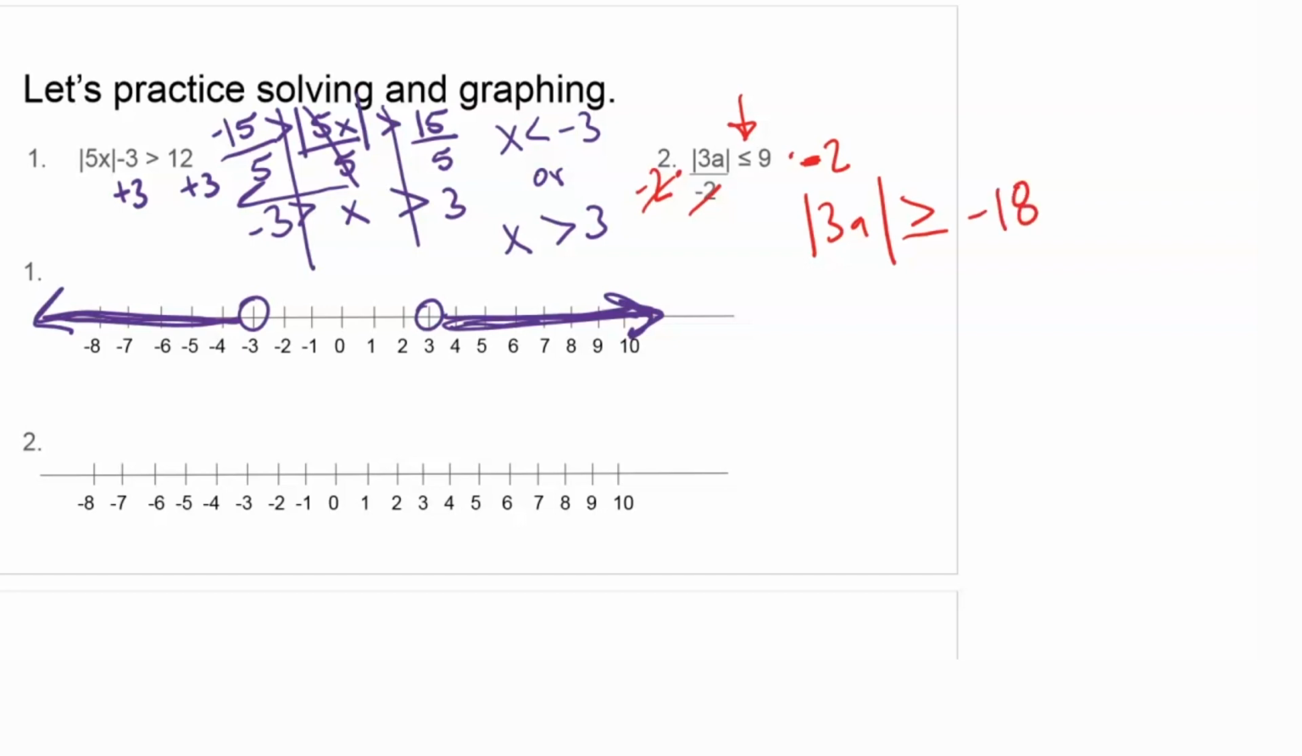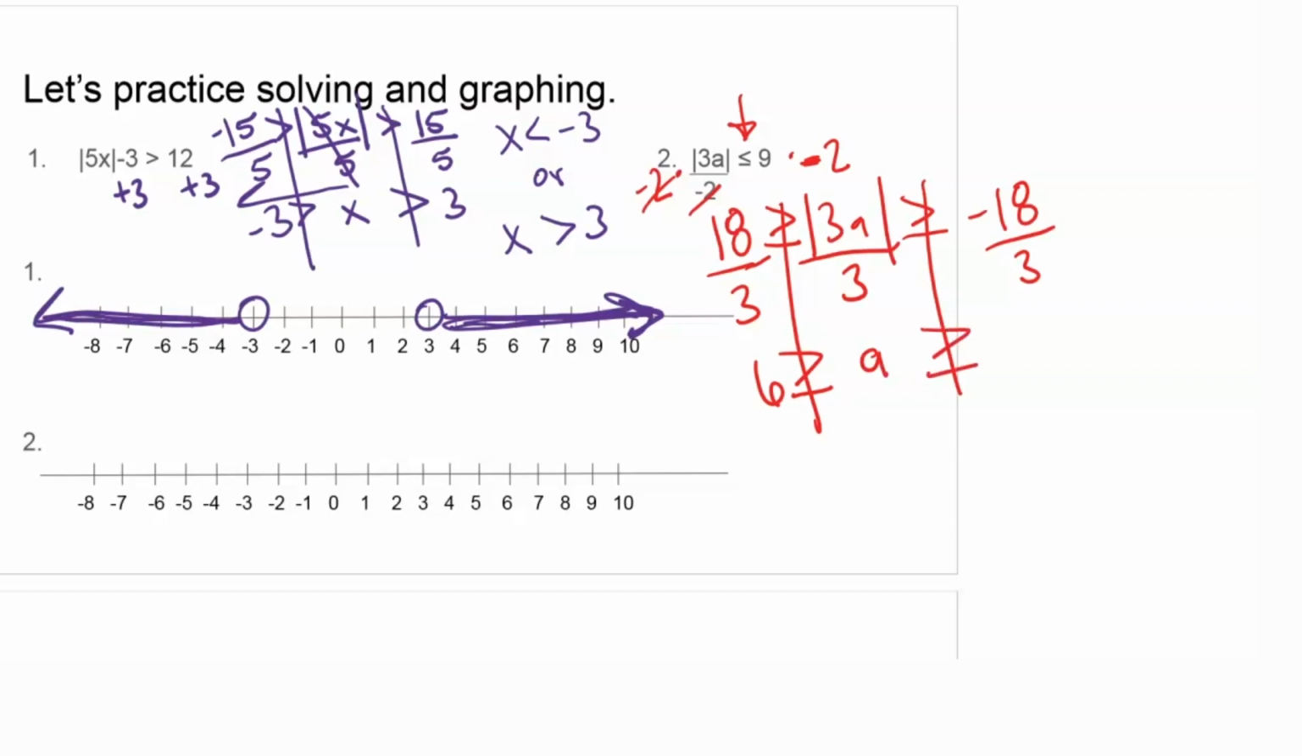So now the absolute value is by itself. So now I make a sandwich. So I'm going to copy this sign over. And I have a negative 18, so I also need a positive 18. And then I'm going to draw my lines through the signs. And we are solving for a. So I'm going to divide by 3 in all 3 sections. So 18 divided by 3 is 6. And then we have a in the middle. And negative 18 divided by 3 is negative 6.